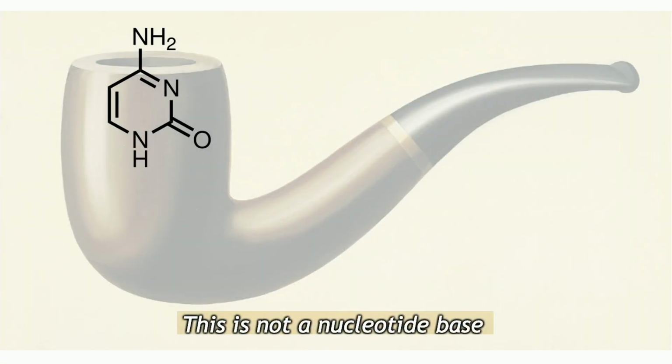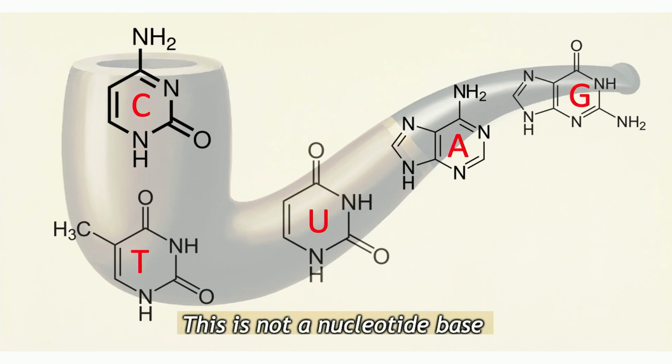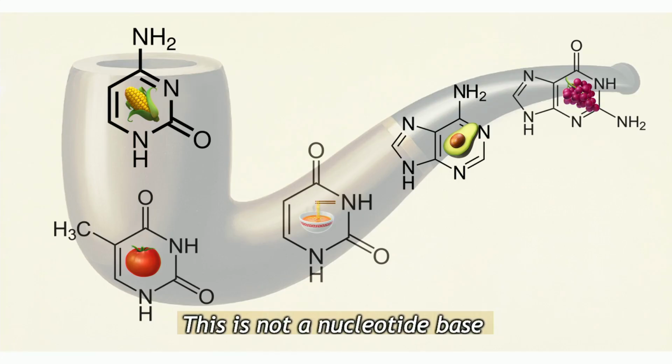This is the famous Treachery of Images. That's not a pipe. That's not a nucleotide. That's a picture of a nucleotide. Neither are these. We use the first letter of the chemical name to represent them, but that's not the nucleotide. They're just letters. So in bioinformatics, we're stuck on these text-based formats. Increasingly, we're using binary formats, but it's a slow and hard slog. And there's lots of time wasted compressing the text, decompressing the text. And so those encodings are really essentially arbitrary. So why not use corn, apple, tomato, grapes?